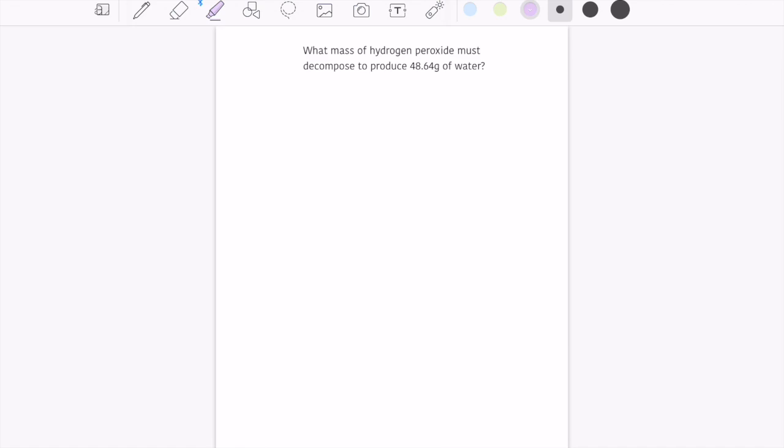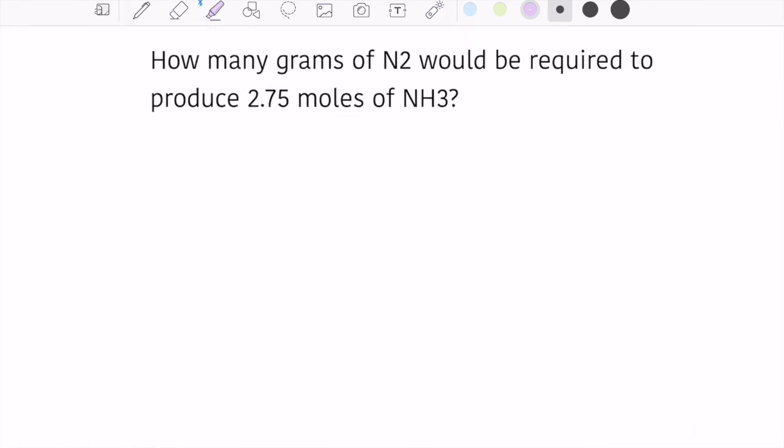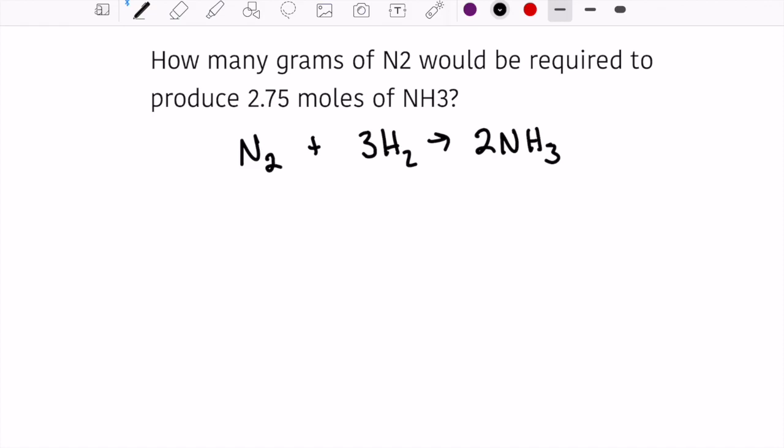Okay, so let's actually start off with this problem. It's a little bit simpler. So let's take a look. How many grams of N2 would be required to produce 2.75 moles of NH3? All right, so let me give you guys the equation first. Now, it's really important when you do these problems that you start off by balancing them. I gave them to you already balanced, but some professors might not. Okay, so now let's take a look at that problem.